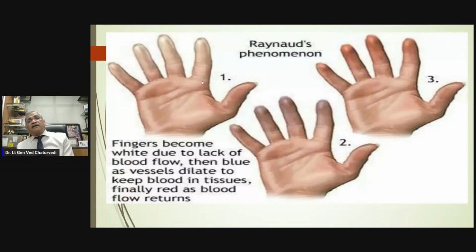They can present as Raynaud's. Raynaud's means blueness of the skin once you have cold temperature.